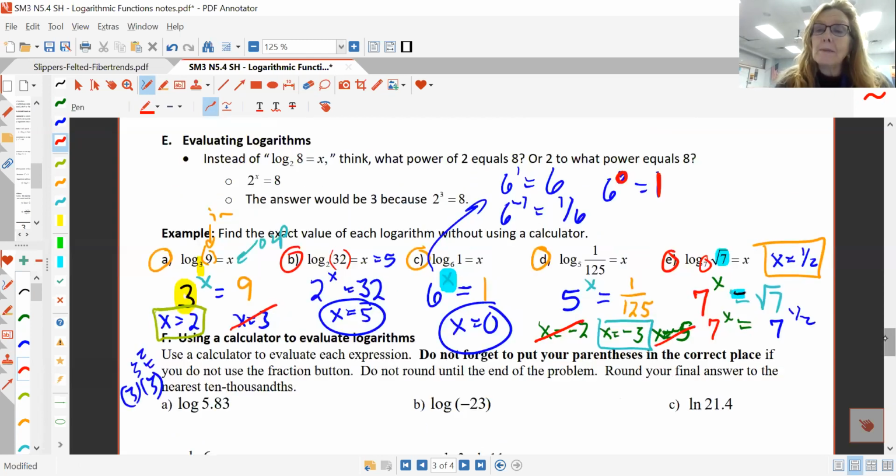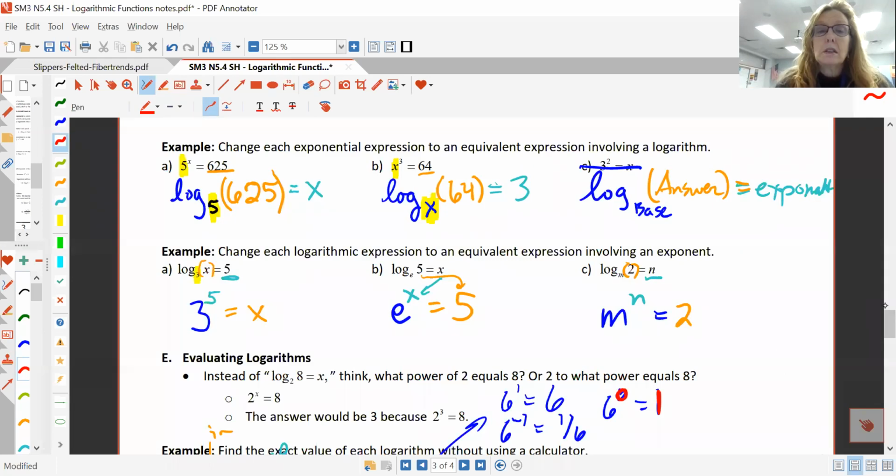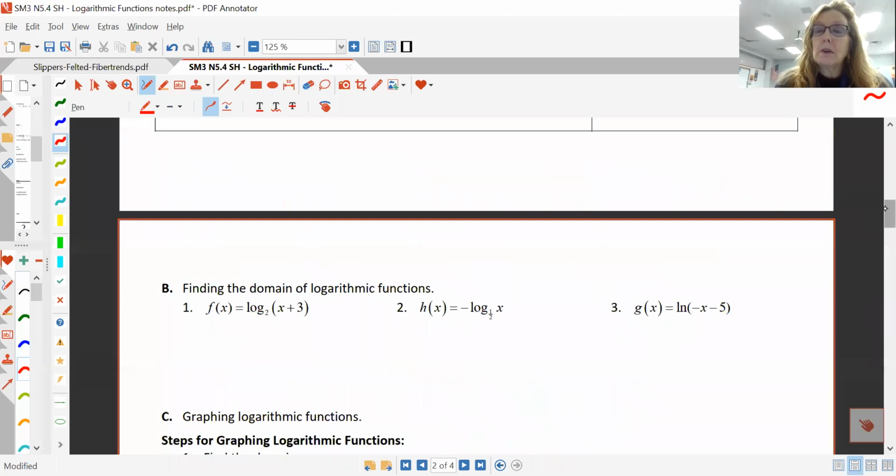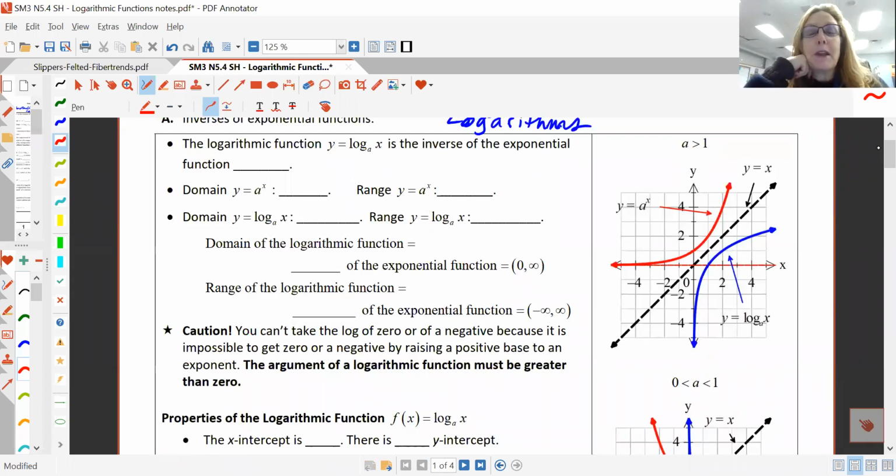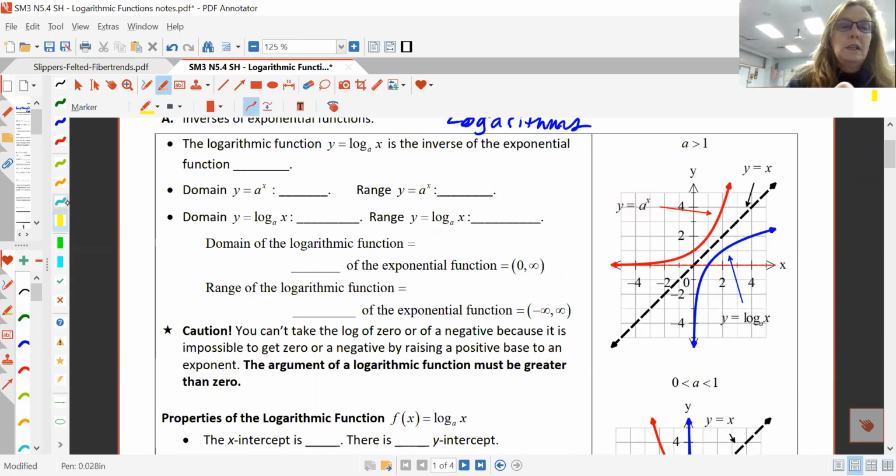And now we're going to go back up to page 1. Okay, so our goal then, now we understand what a logarithm is. It's the inverse of an exponential. What we want to be able to do is graph this set, okay? The logarithmic function is the inverse of your exponential function y equals a to the x, okay?